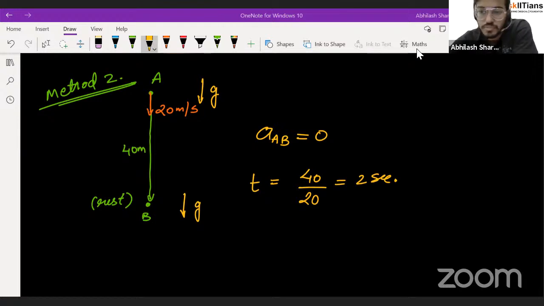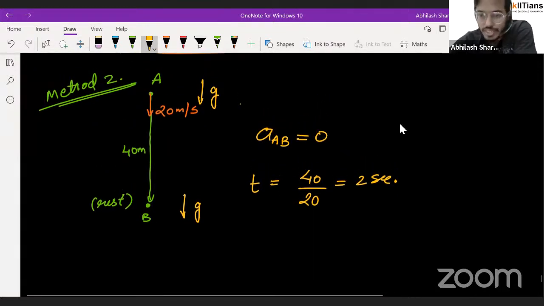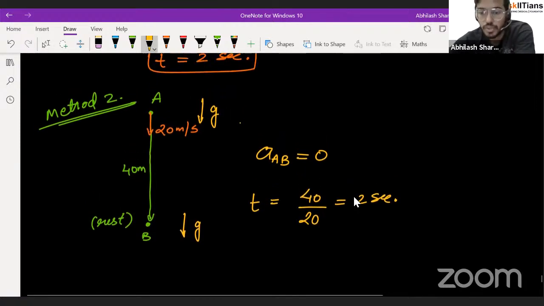Okay, so yeah, that's about relative speed. So today let's keep it limited to this. And in the next class, we will come up with a new concept.